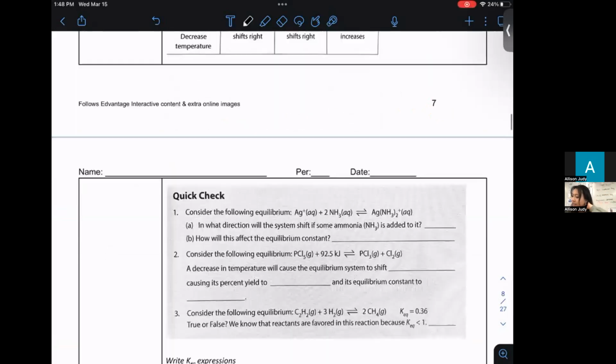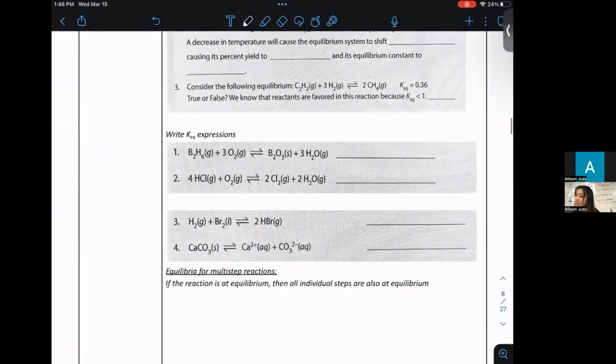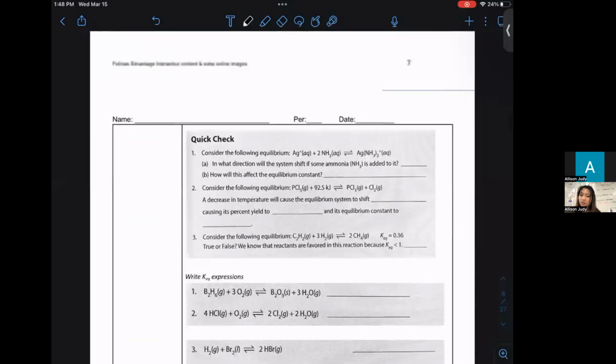So, quick check. Go ahead and try filling out this quick check and these KEQ expressions. Try writing them out.